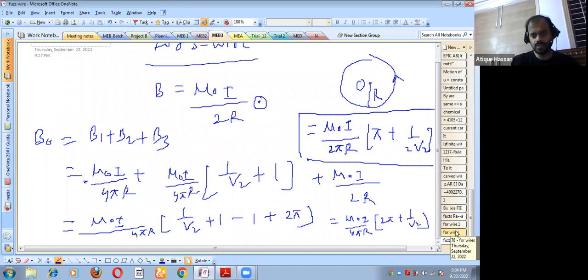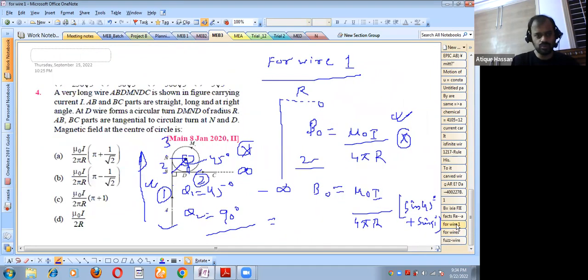So see which option is matching with this: mu naught I by 2 pi r, pi plus 1 by 2 root 2, or mu naught I by 2 pi r, pi plus 1 by root 2. Is there any mistake somewhere? Cross check it. Mu naught I by 4 pi r, the first one is correct, then the second is mu naught I by 4 pi r, where the angle was 45 degree plus 90 degree.